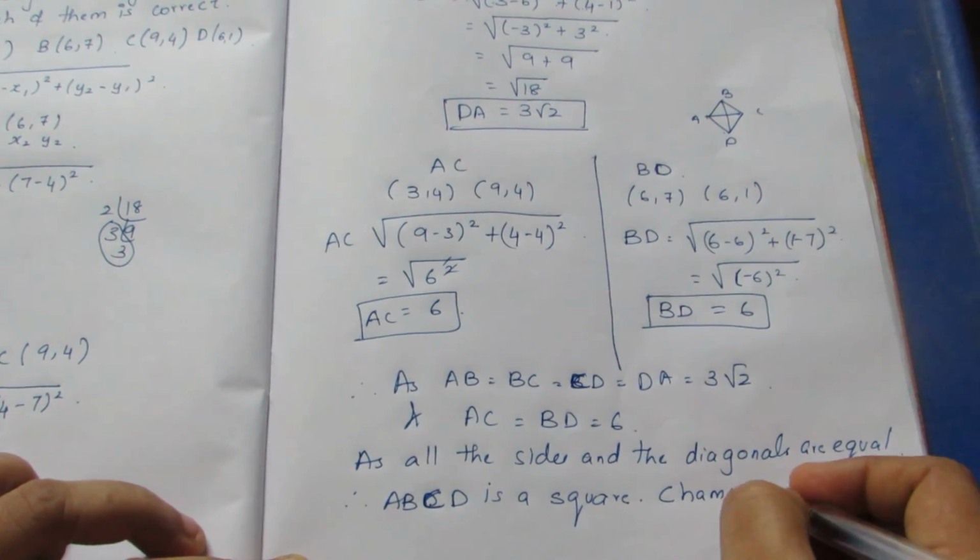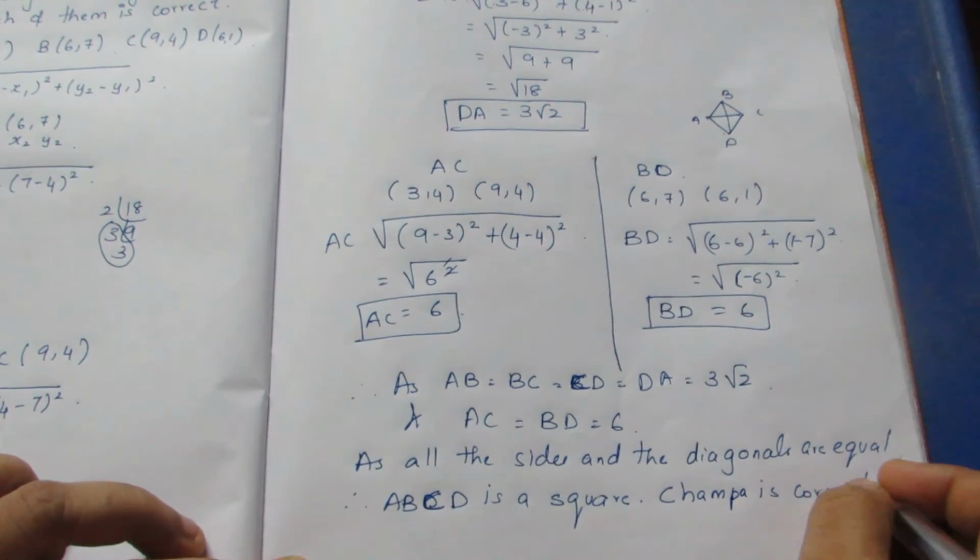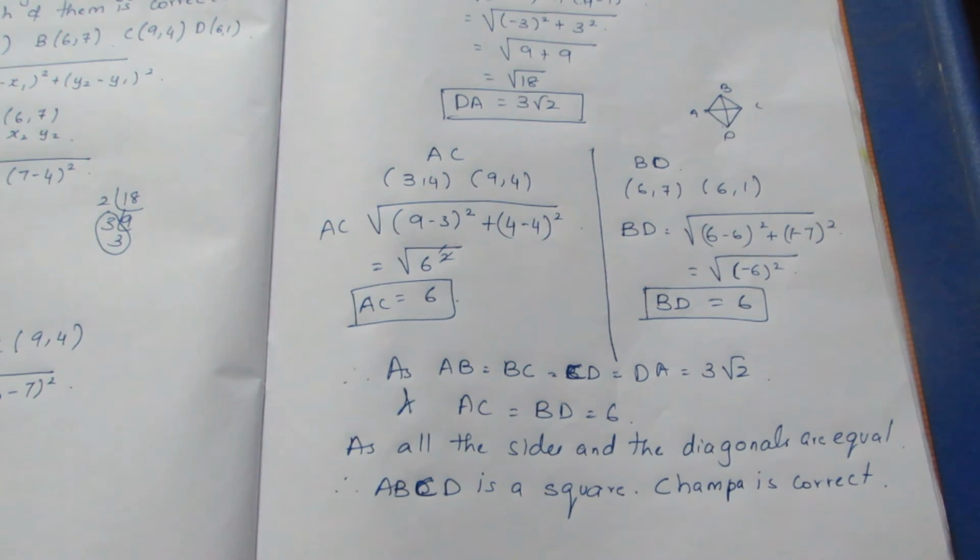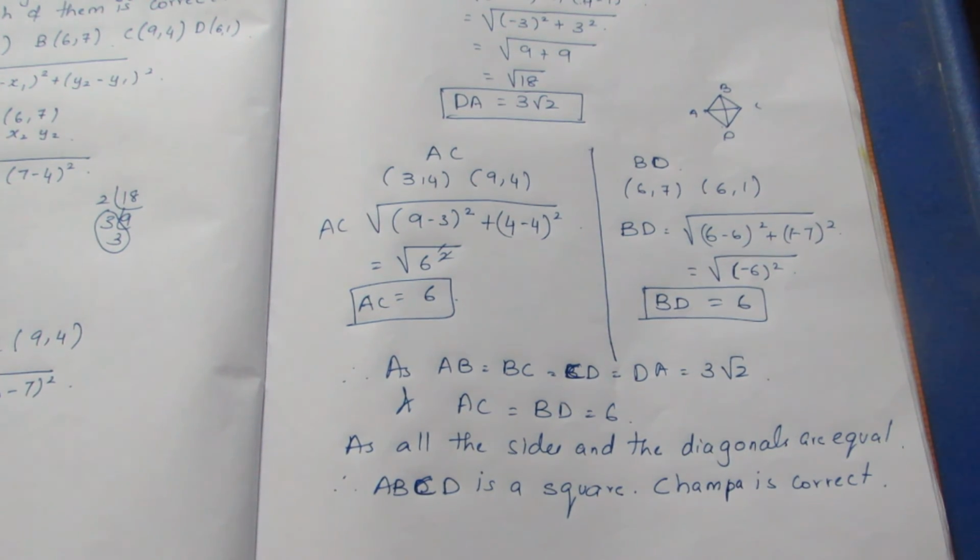Champa is correct. They are asking who is correct. So Champa's statement is correct, that it is a square. We found that all the sides are equal as well as the diagonals are equal. So Champa's statement is correct, that it is a square.